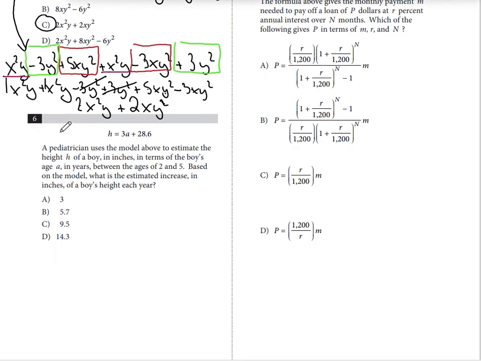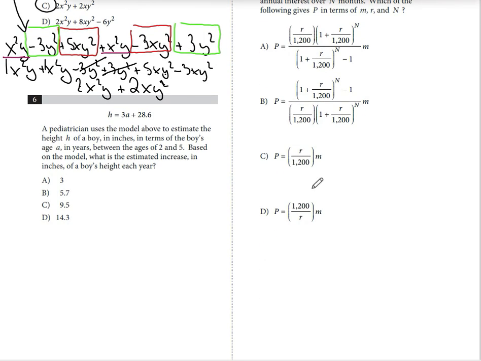So we're at number 6. A pediatrician uses the model above to estimate the height h of a boy in inches in terms of the boy's age a, in years, between ages 2 and 5. Based on the model, what is the estimated increase in inches of a boy's height each year? So we've got h equals 3a plus 28.6. So again, this reminds us of our equation y equals mx plus b, right?